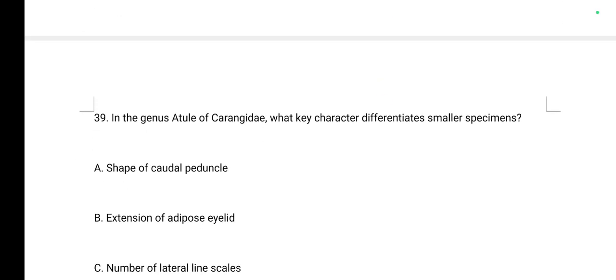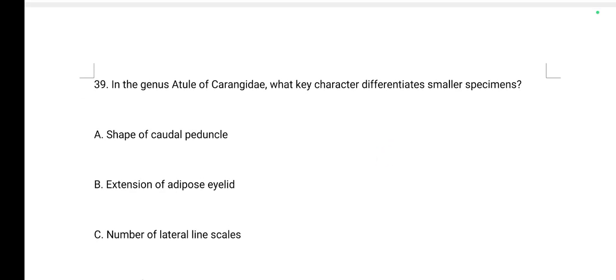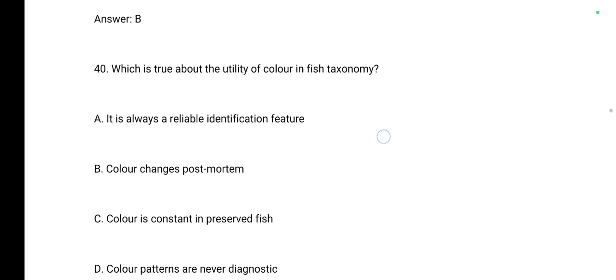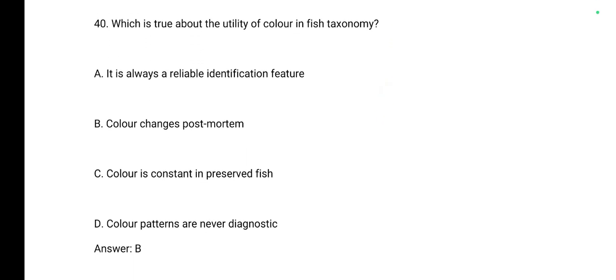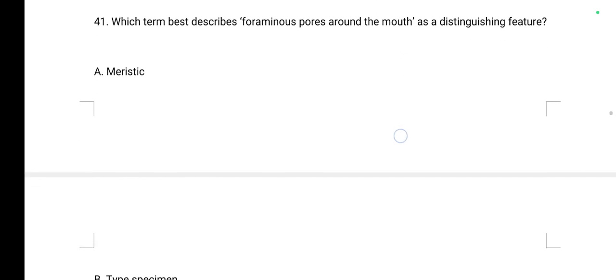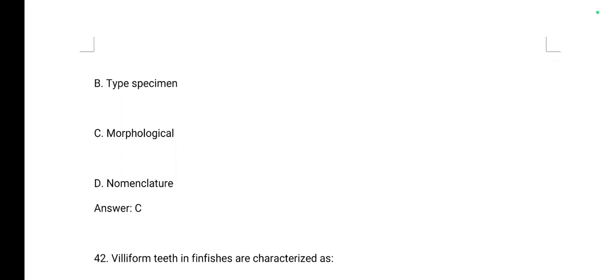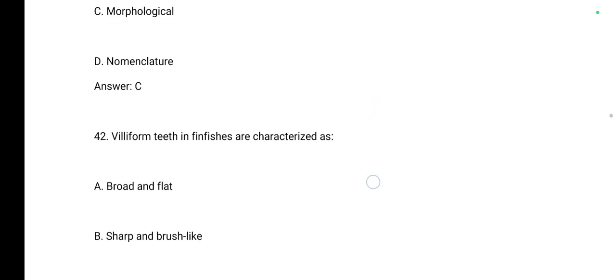In the genus Atule of Carangidae, what key character differentiates smaller specimens? It is option B, extension of adipose eyelid. Which is true about the utility of color in fish taxonomy? It is that color changes postmortem. Which term best describes foraminous pores around the mouth as a distinguishing feature? It is option C, morphological.